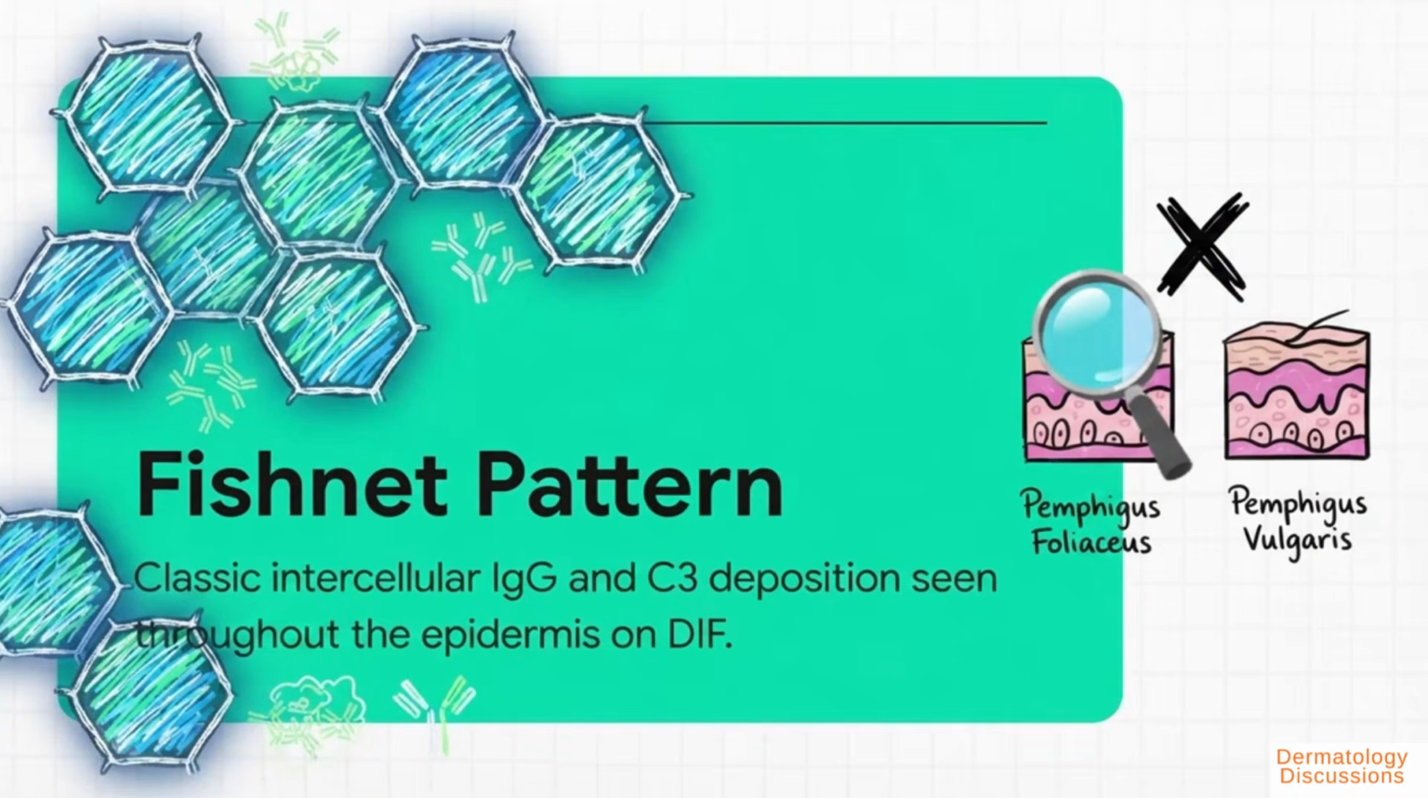Let's look a little closer at Step 2, the DIF, because it's pretty iconic. What we're looking at here is the classic fishnet or chicken wire pattern. It literally looks like glowing chicken wire. This represents intercellular IgG and C3 depositions seen all throughout the epidermis. It's the absolute gold standard finding for pemphigus. But, and this is a massive but, this exact fishnet pattern looks perfectly identical in both Pemphigus foliaceus and Pemphigus vulgaris. It confirms you're dealing with a pemphigus disease, sure, but it doesn't differentiate between the two types. You're still going to need your clinical findings and your serology for that final piece of the puzzle.